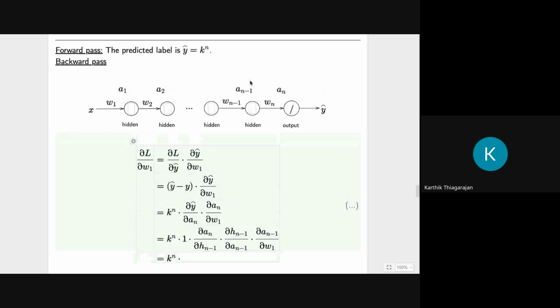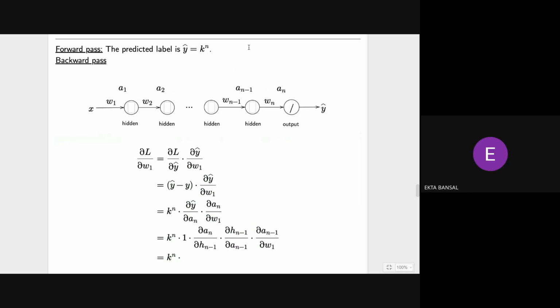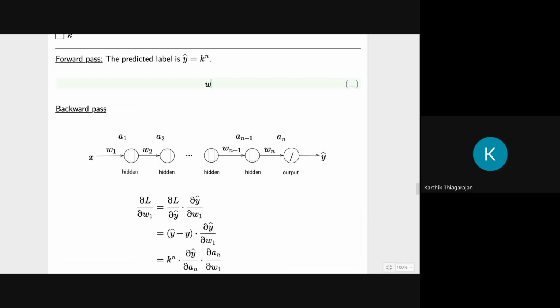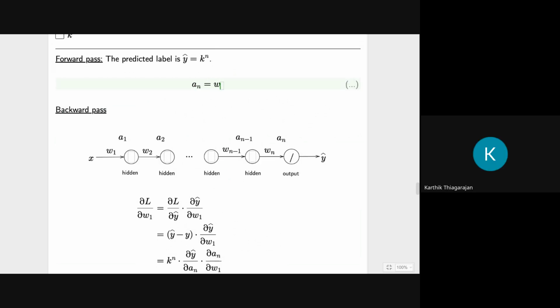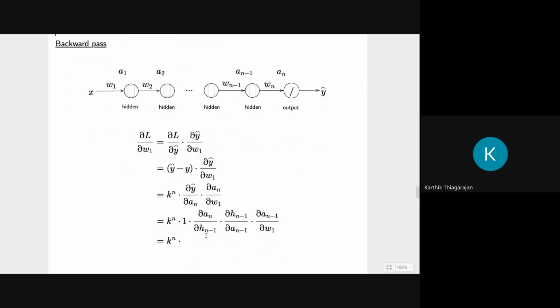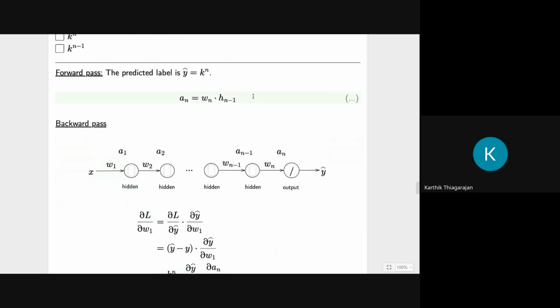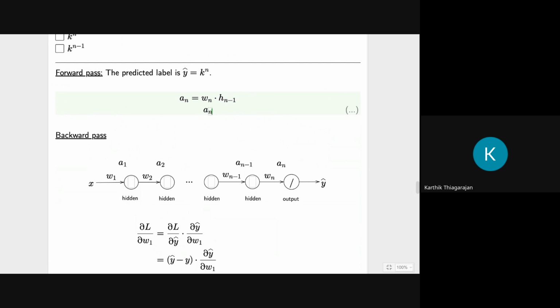Okay, so go back to the forward pass. We are looking at wn, right? So what is an? It is wn into hn minus 1. So dou an by dou hn minus 1, with respect to this, is wn. Wn links the two. So what is hn minus 1 and an minus 1? Always go back to the forward pass. So hn minus 1 is ReLU of an minus 1.